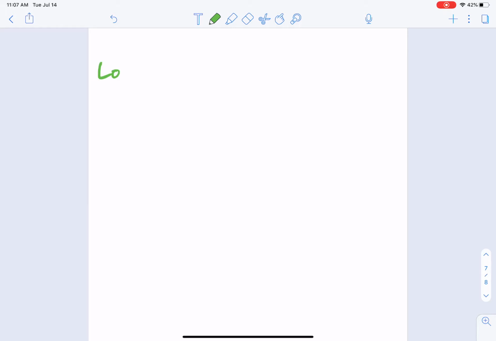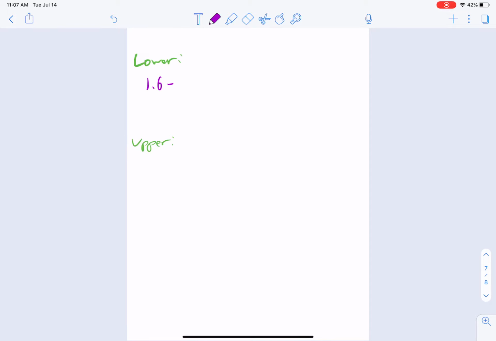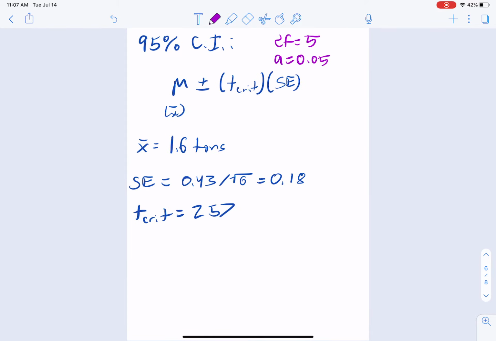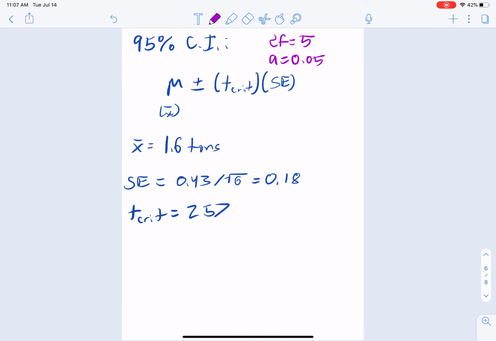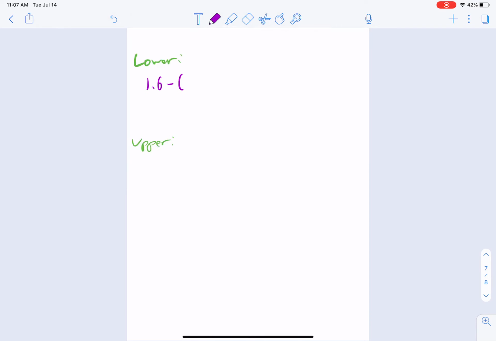So our lower and our upper. Okay, and so that just turns out to be 1.6 minus 0.18 times 2.57. Sweet. Okay, so that's 4.6. Yeah, we'll just say 4.6.